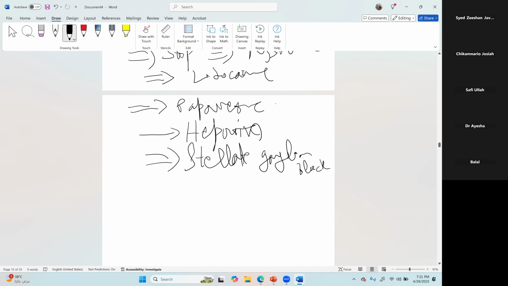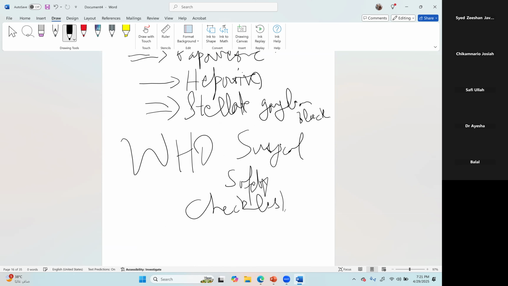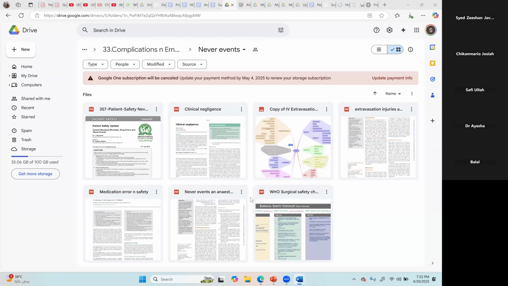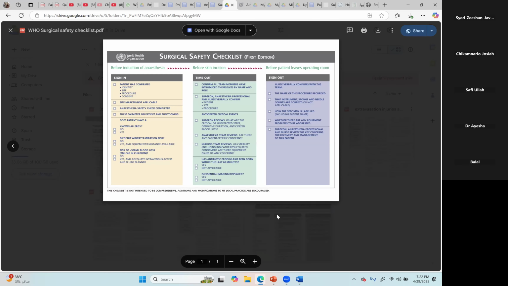Okay. Then there is something which is called the WHO Surgical Safety Checklist. You know about it? Sir, there are three stages: before giving anesthesia, before incision, and before the patient leaves the OT.